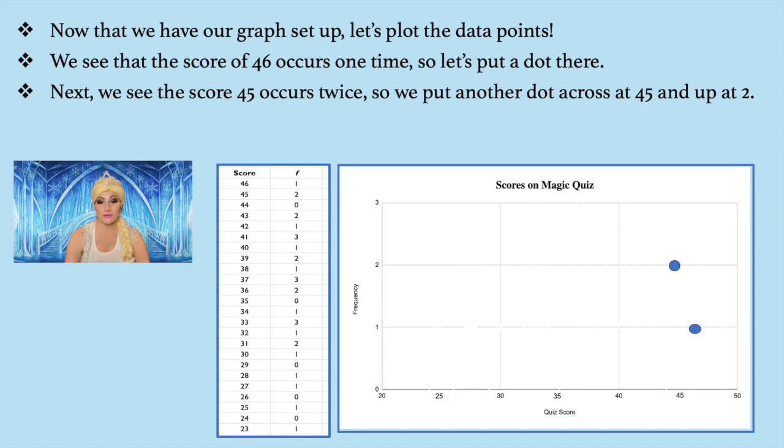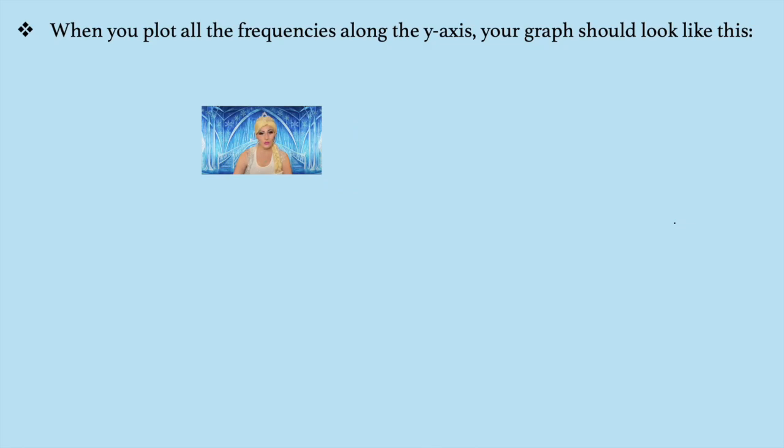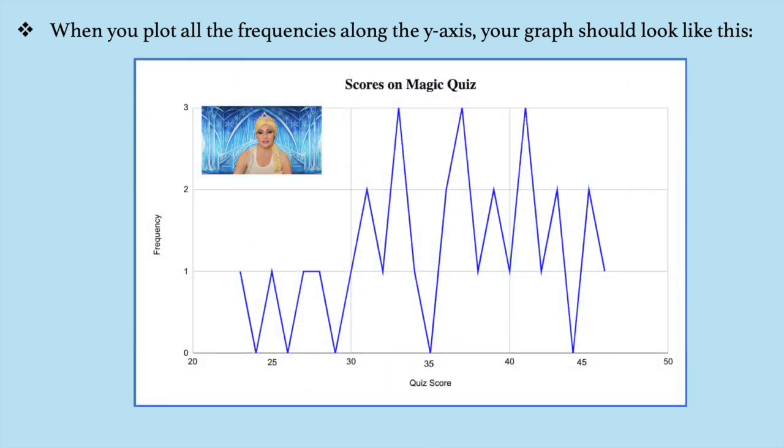You're going to do this for every single score in your distribution. And once you continue doing this for all the data points, you should have a scatter plot of different points through which you are going to be able to draw a line, essentially connecting the dots. When you do that, once you plot all the frequencies and you connect the dots, your graph should look a little something like this. So this is your frequency polygon.